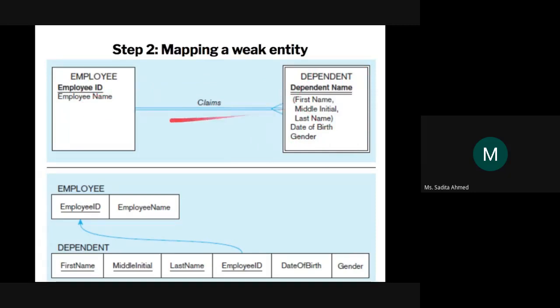Because the weak relationship represented by the double line here connects to the employee entity. Now, once again, back to our topic for this lecture: how do we map it into the relational schema design? First of all, on this side, we have a regular entity. Employee is a regular entity.